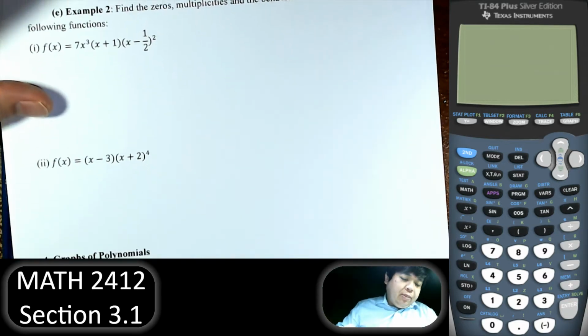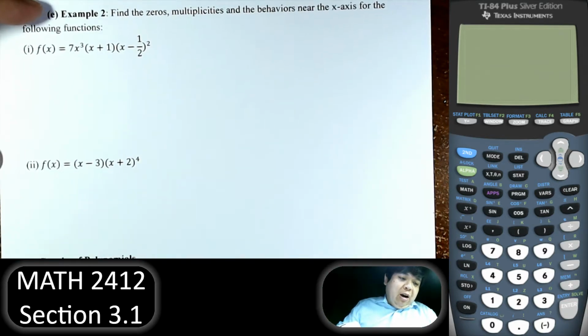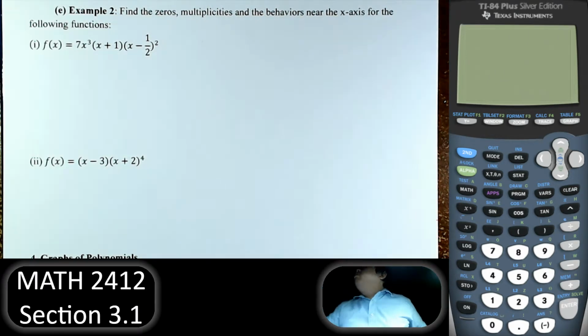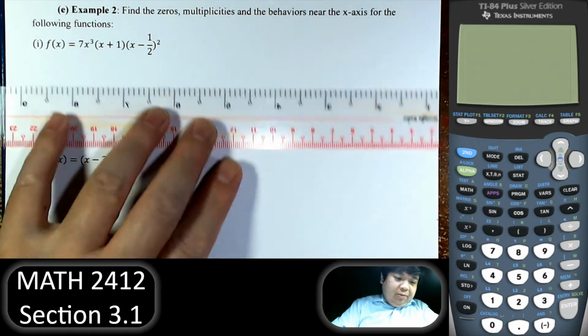Right. Here's an example. Find the zeros and multiplicities and the behavior near the x-axis of the following function. So we have 3 things: zeros, multiplicity, and the behavior near the x-axis. Okay. Yeah, find the zeros.